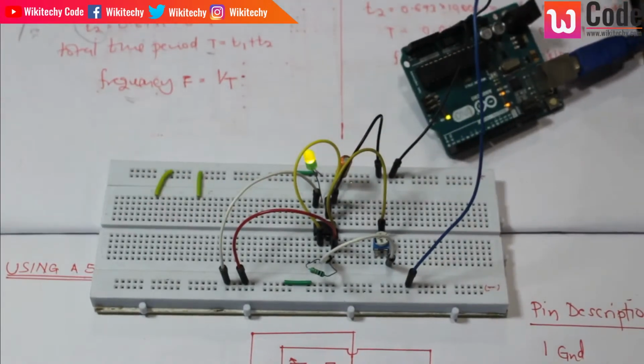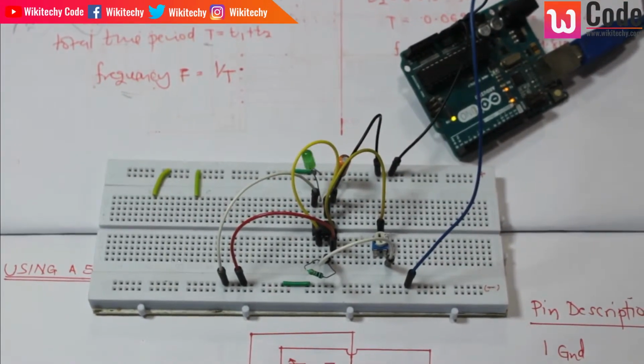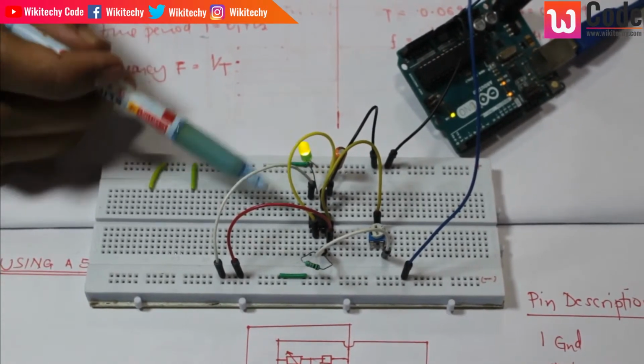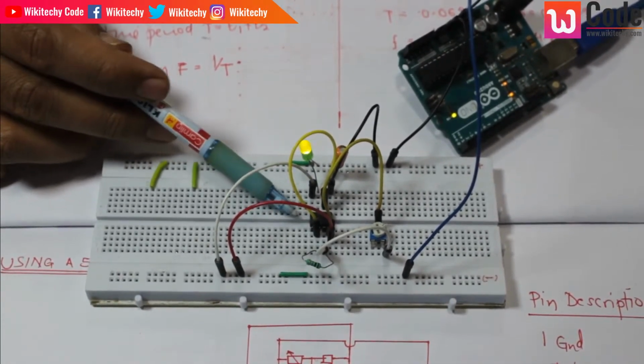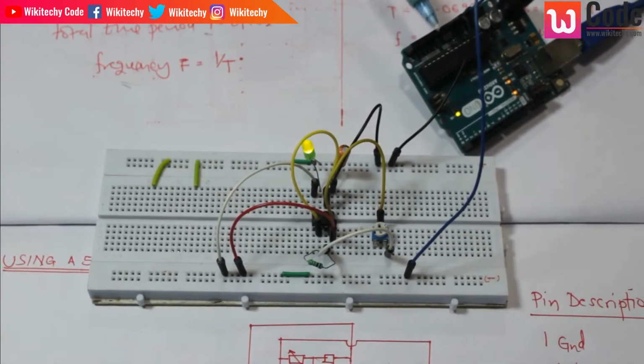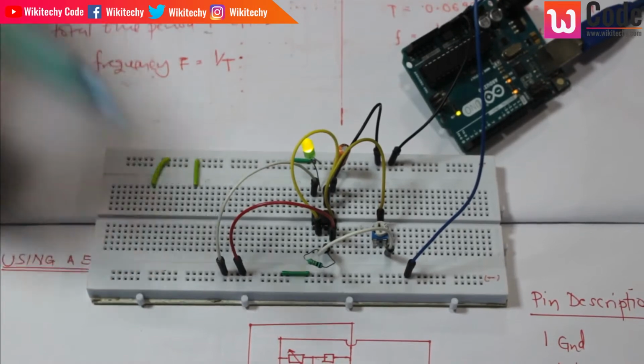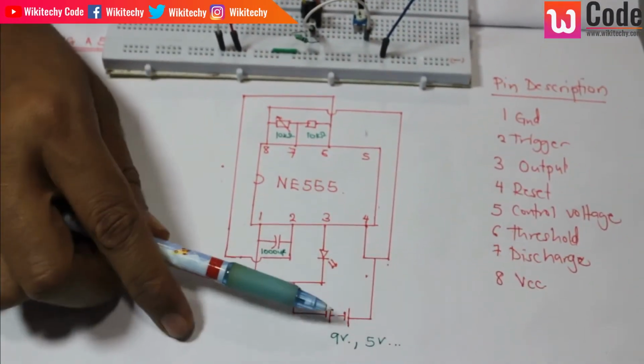So this is how the 555 timer is used to make a delay and to define the frequency. And once again, there's no need of using this Arduino board. It's more than enough to give a 5 volt supply or 9 volt supply, which I defined in this circuit.